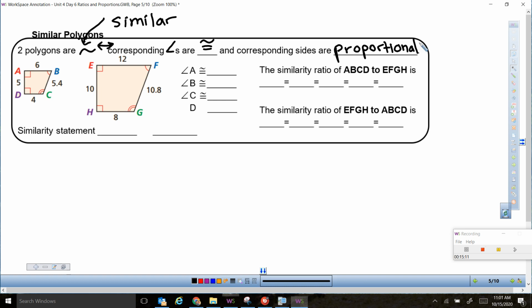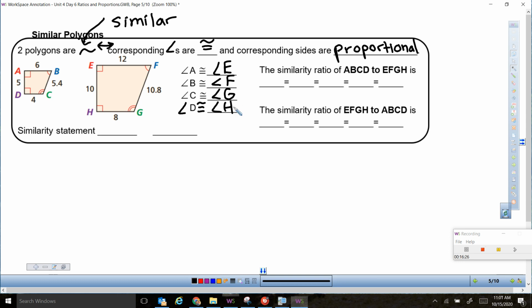So we are given polygon ABCD and polygon EFGH. We are going to show that all four angles are congruent and that their sides are proportional. So let's start with angle A. So angle A is equal to which angle on the second figure? E. So angle A is congruent to angle E. Angle B has one arc mark, so angle B is congruent to angle F. Angle C has two arc marks, so it's congruent to angle G. Angle G also has two arc marks. And then I'm missing the angle sign here. So angle D is congruent to angle H. Missing the congruent symbol here. So far it's looking similar because their angles are congruent.